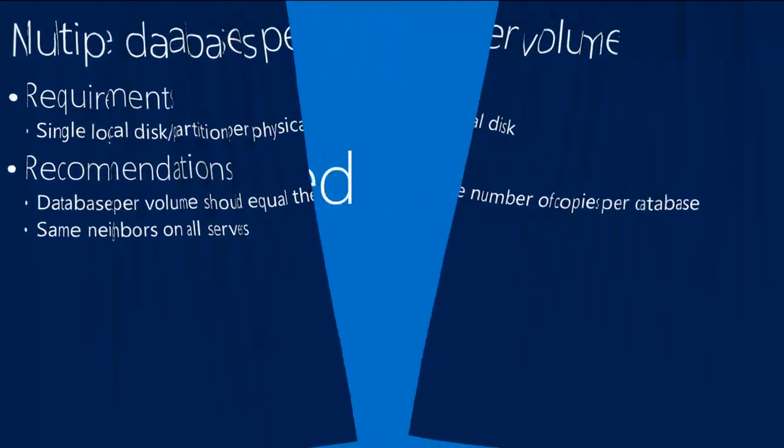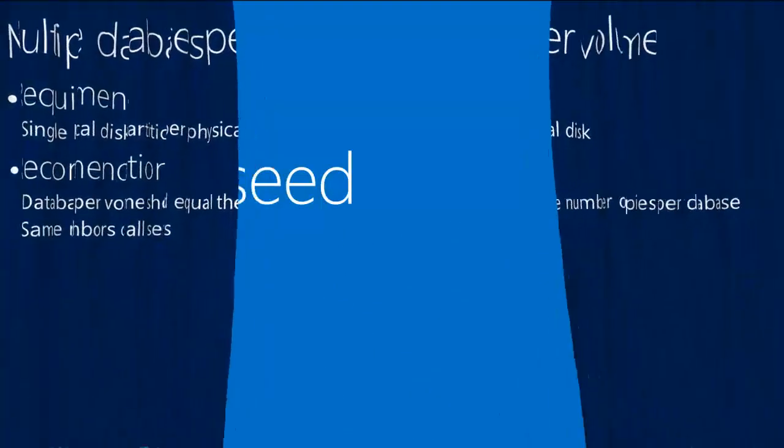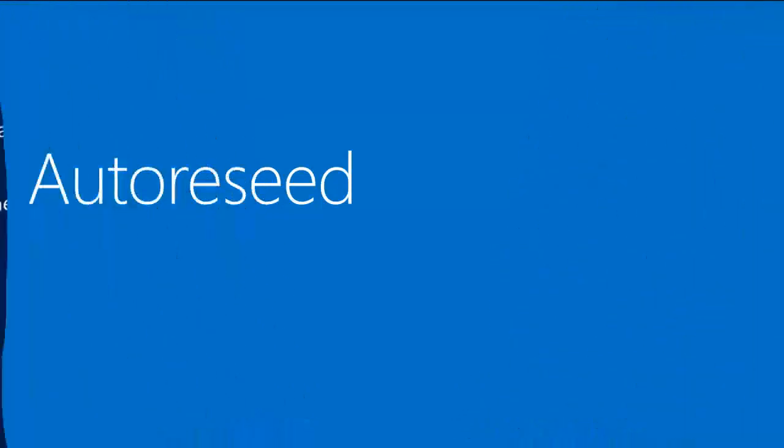All right. So that's multiple databases per volume. Another feature that we have that can be used with multiple databases per volume, or it can be used with a single database per volume, is called auto-reseed. So we saw in the last example that when we have a JBOD drive die, it takes out the databases, and the admin needs to replace the disk and do the reseed operation.